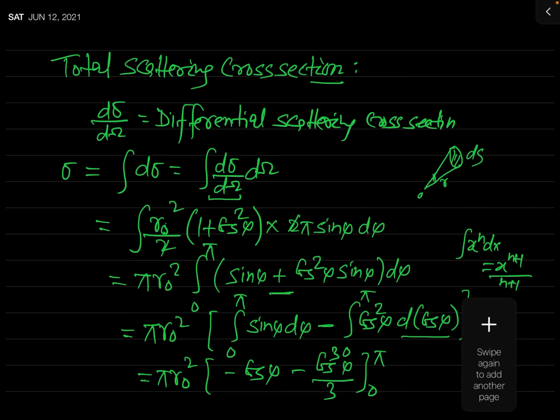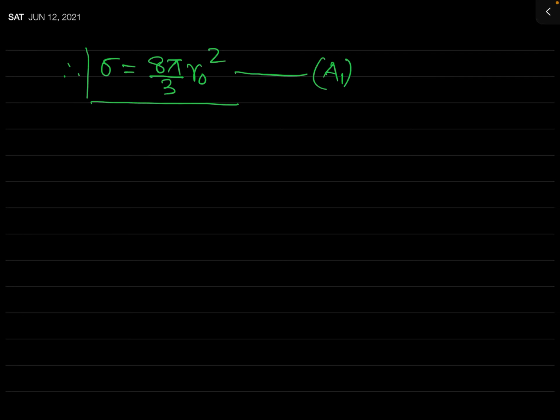Now you can put the limit and simplify it. I am actually writing directly the expression, you can do the algebra. So you can see after calculation that this σ will be equal to 8π/3 times r₀². This is, say, equation A1. This is the expression for the total scattering cross section in the case of the unpolarized wave.